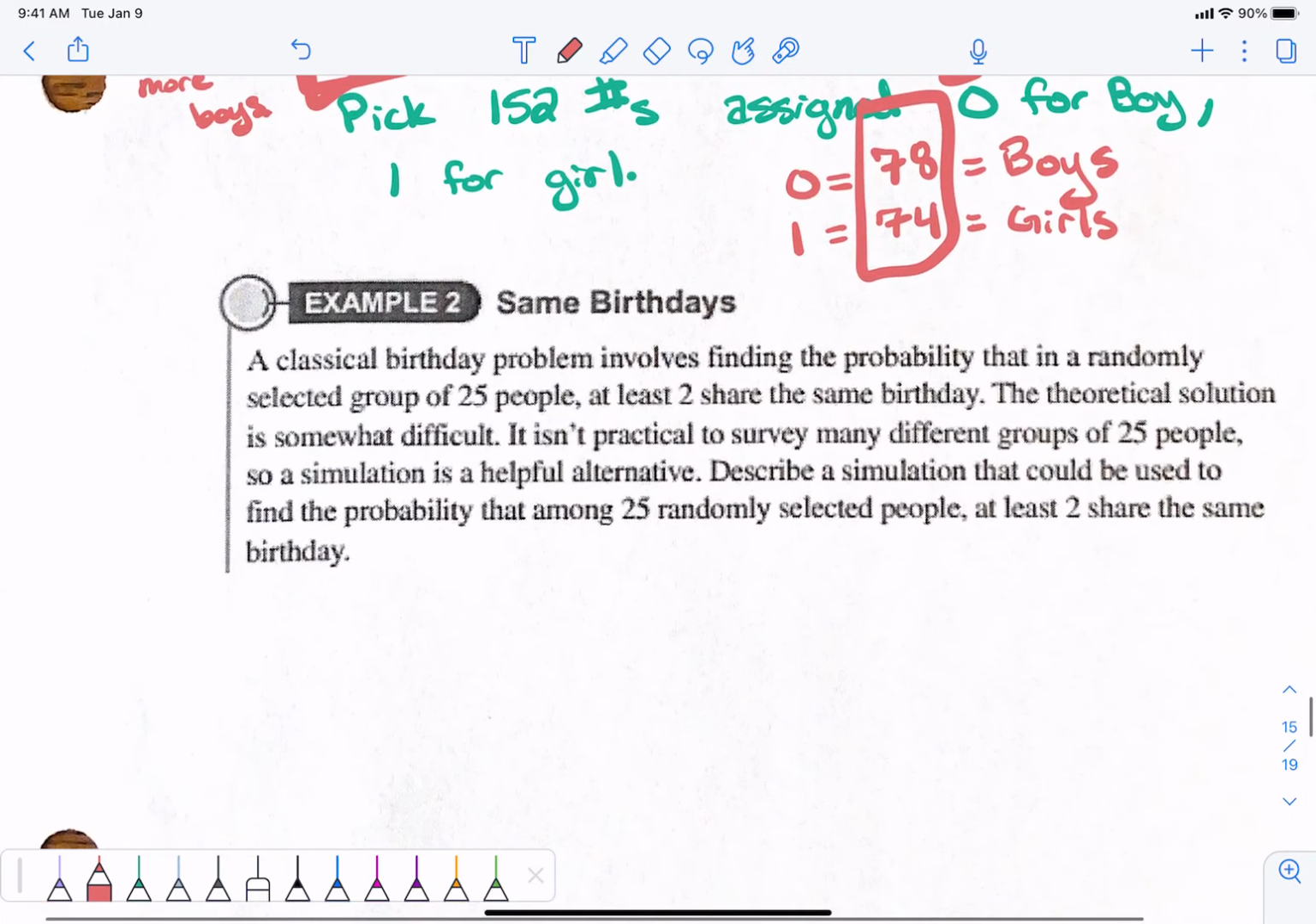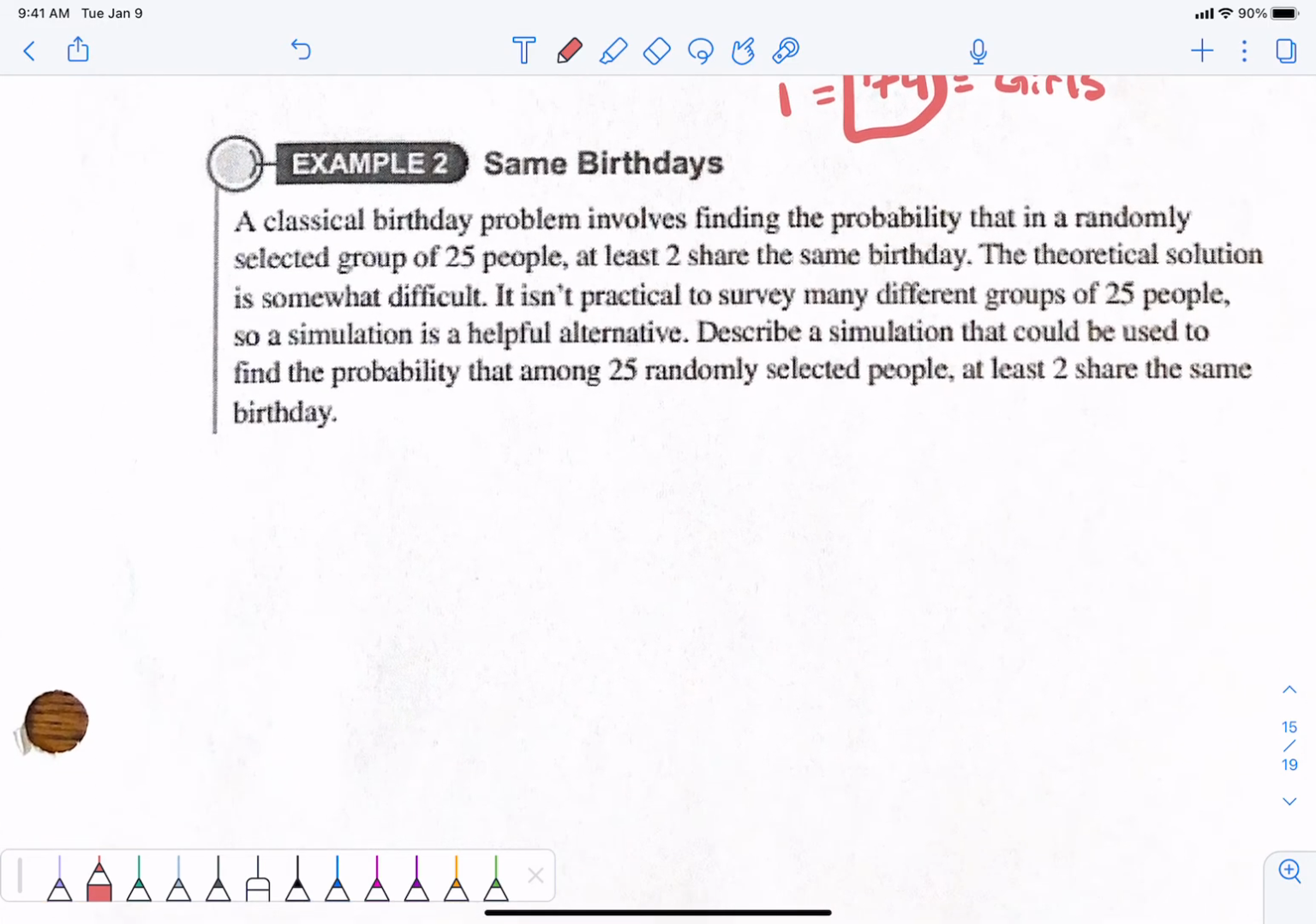Same birthdays. A classical birthday problem involves finding the probability that in a randomly selected group of 25 people, at least 2 of them share the same birthday.